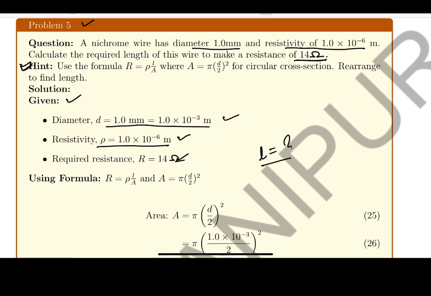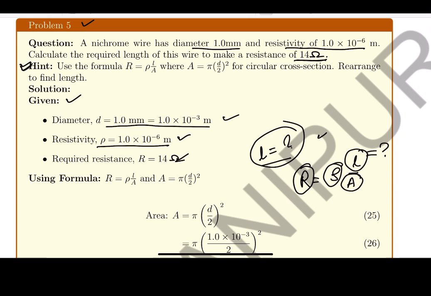Okay, we need to find out a length. So we have one formula: R equals rho L by A. Resistance is given, rho, the resistivity, is given, and L we need to find out. Is A given or not? No. Diameter is given, area is not given.